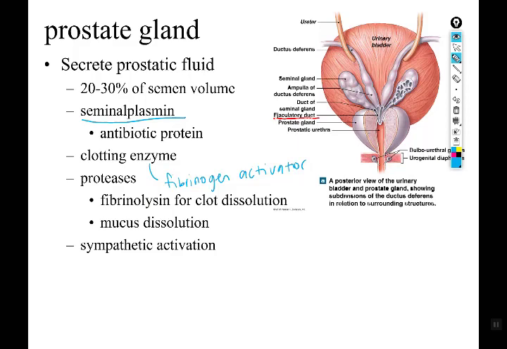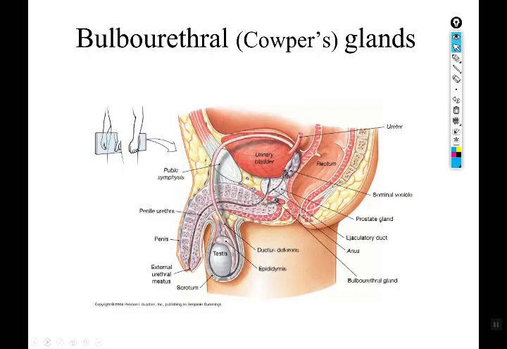And there's also proteases. So there's also fibrinolysin, and this is going to dissolve the clot after it's served its purpose, and also dissolve the mucus after it has served its purpose. The prostate gland is also under sympathetic activation. So it only contributes its fluids right before ejaculation, so during emission as well.